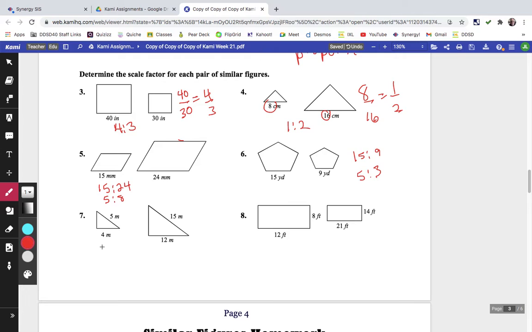And this is 4 to 12. And that simplifies 1 to 3. This one is 12 to 21. And let's see, that simplifies 4 to 7. So the scale factor is 4 to 7.